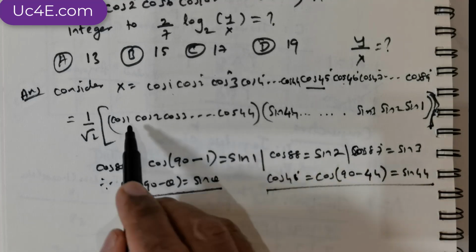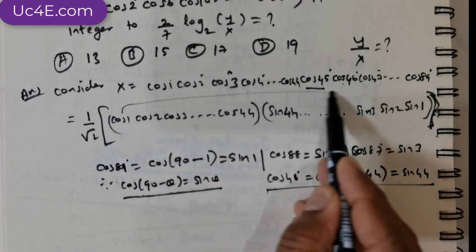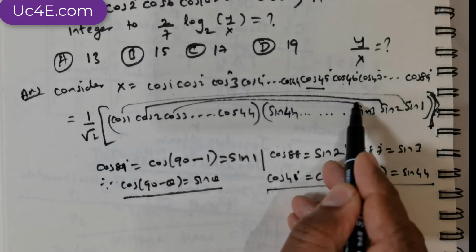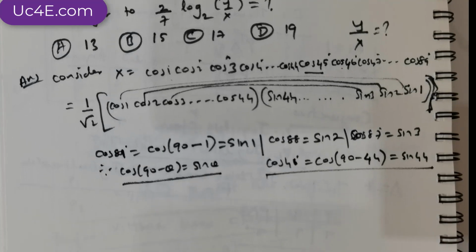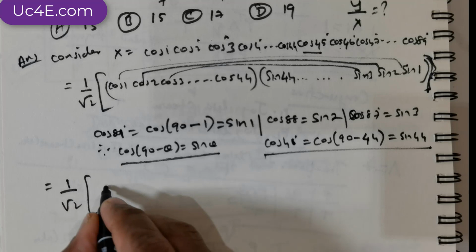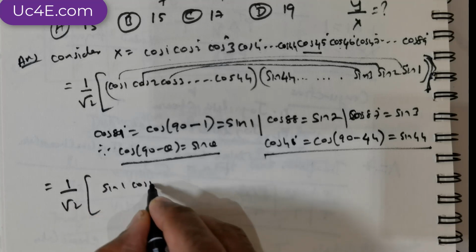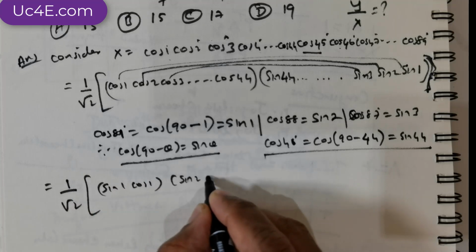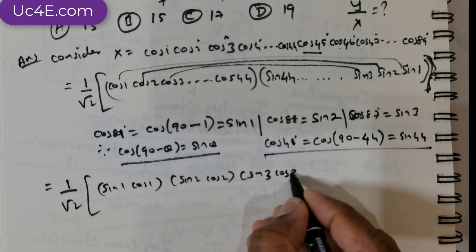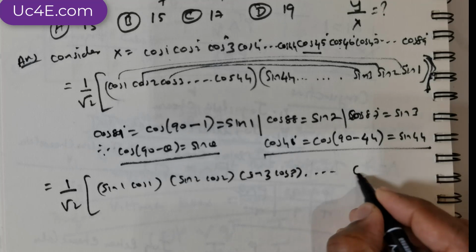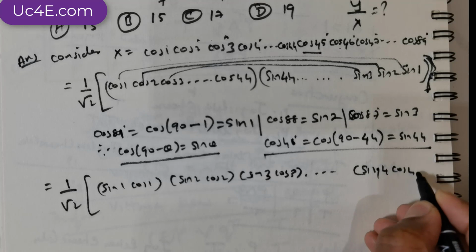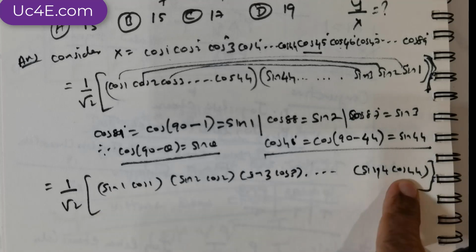Now what I wish to do is club cos 1 with sine 1, cos 2 with sine 2, cos 3 with sine 3, and so on and so forth. So if I were to do that, this is going to be equal to 1/√2 times sine 1 cos 1, sine 2 cos 2, sine 3 cos 3, and it goes all the way up to sine 44 times cos 44. So clearly we can see that there are 44 terms here.